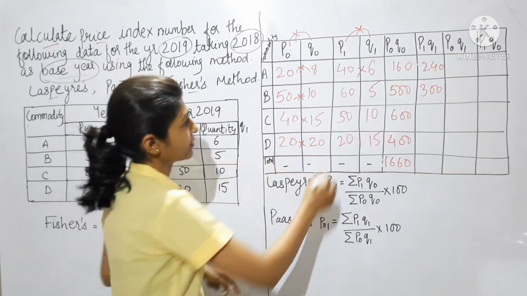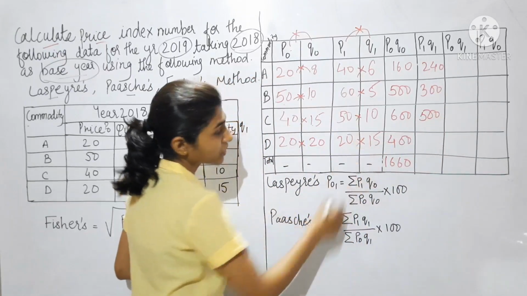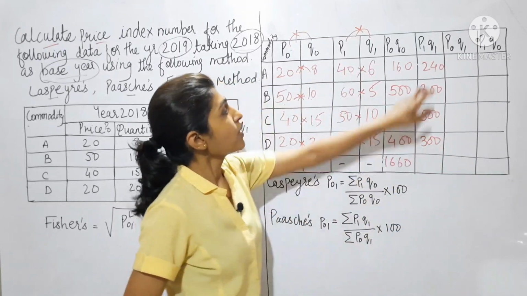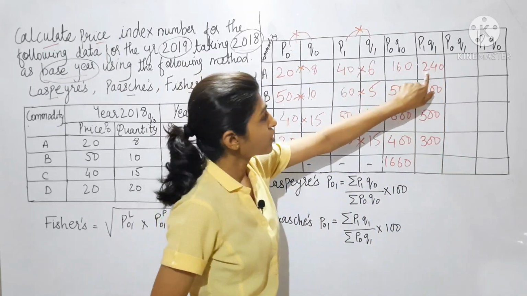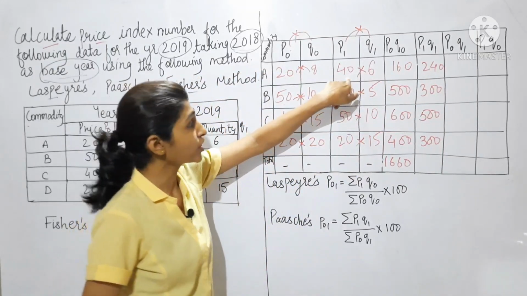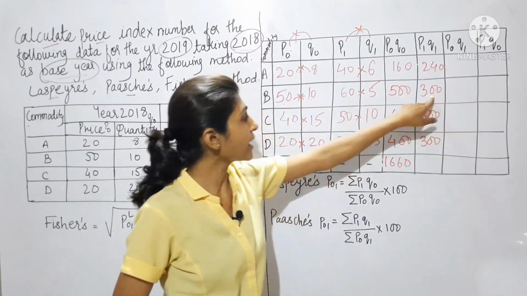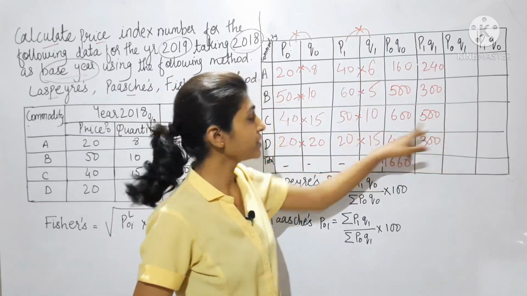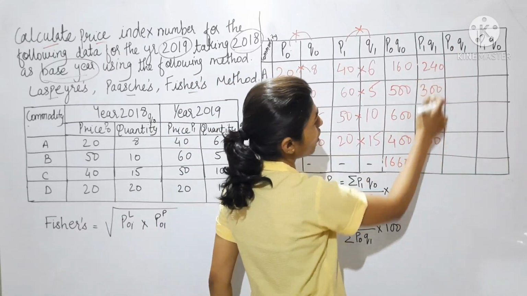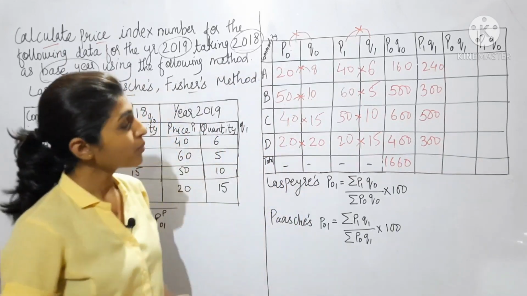50 into 10, 500. 20 into 15, 300. Okay, so P1 Q1. So how have I got 240? By multiplying 40 into 6, I get 240. 60 into 5, I have got 300. 50 into 10, I have got 500. 20 into 15, 300. Now add all the values: 240 plus 300 plus 500 plus 300.